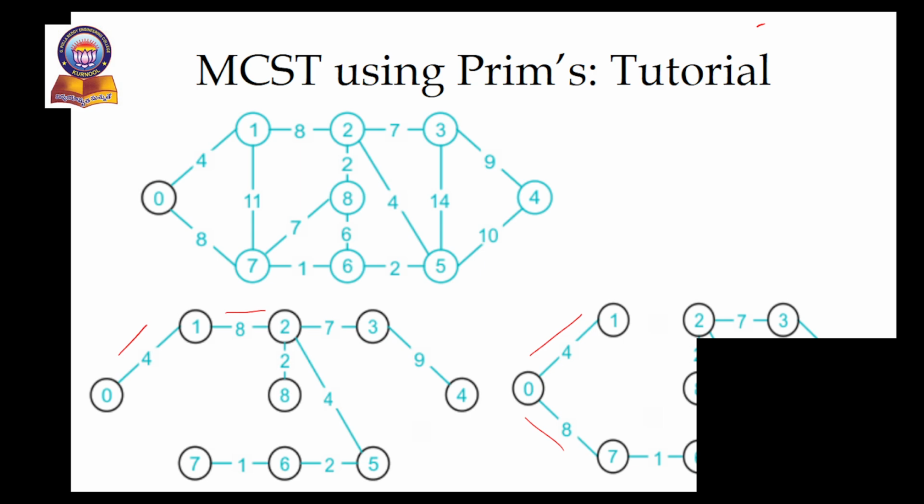So what is the minimum cost? If you sum up the minimum edge costs, here you can observe the minimum cost is the same whether you take solution 1 or solution 2. Consider this is your solution 1 and this is your solution 2. Either way, you get the minimum cost equal to 37. So this is how we can solve the problem of the minimum cost spanning tree for any undirected weighted graph.